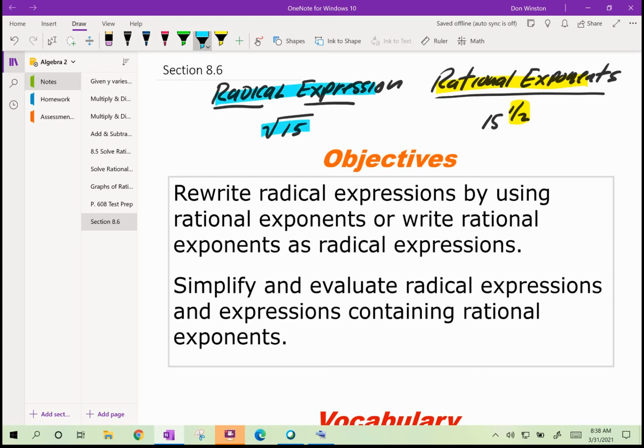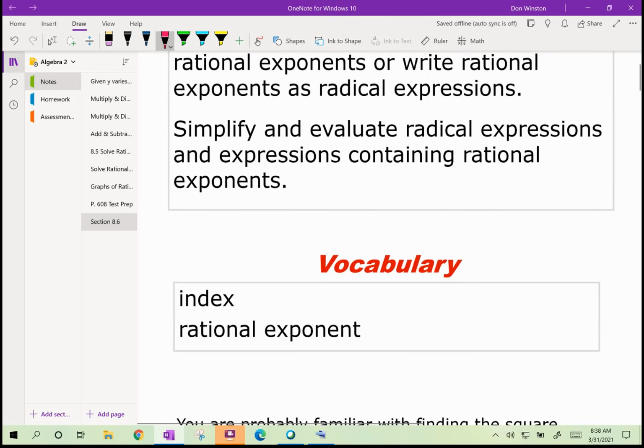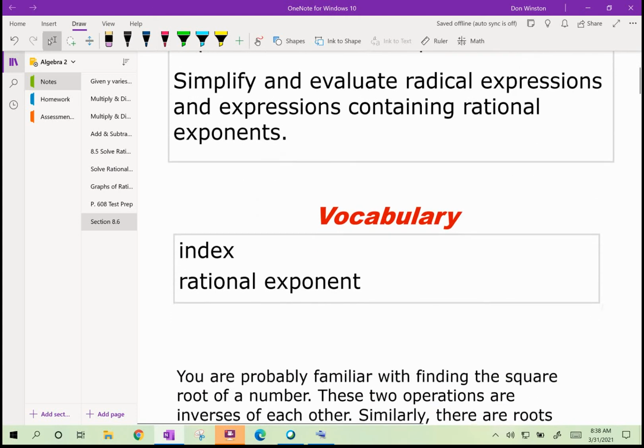All right, so we're going to be working between the two, going back and forth, if you will, from rational exponents to radical expressions or vice versa. And then we'll simplify and evaluate radical expressions and expressions containing rational exponents. So vocab, index, and then rational exponents. So let's go through this.